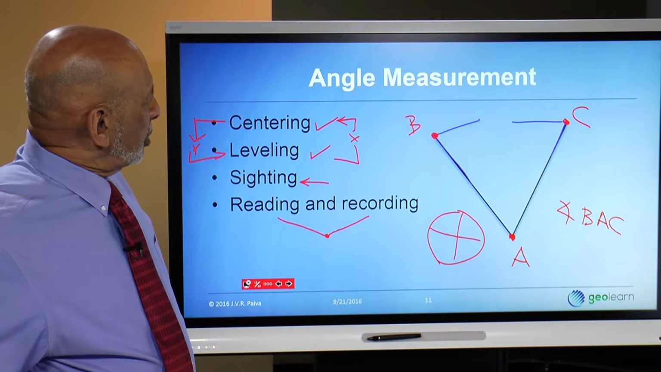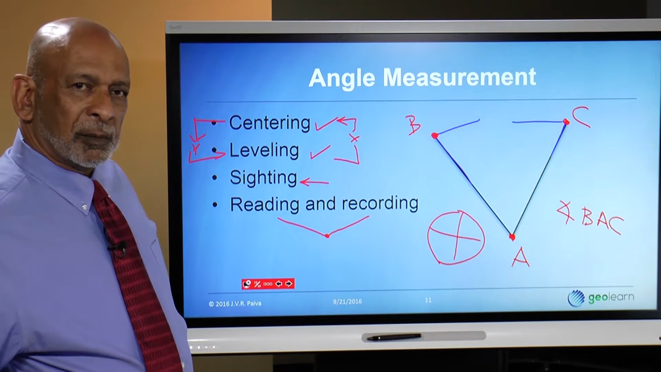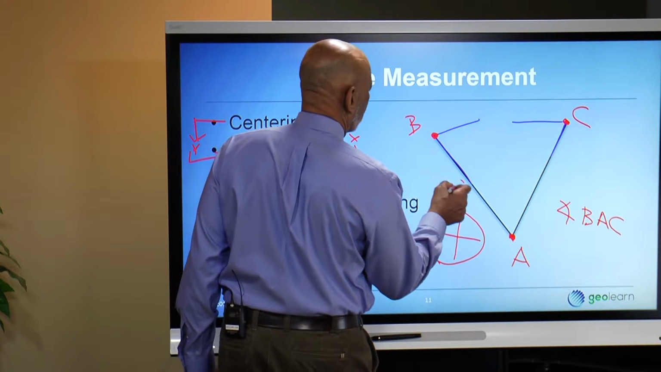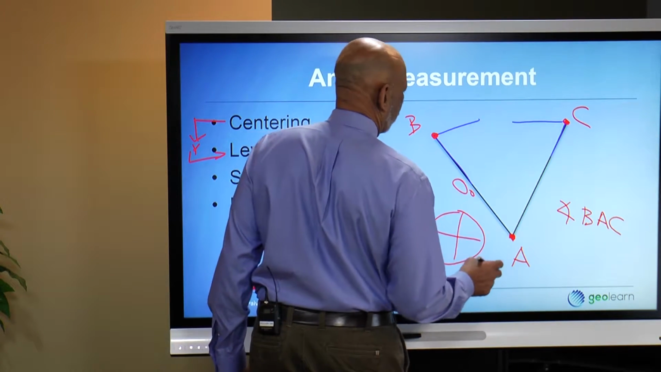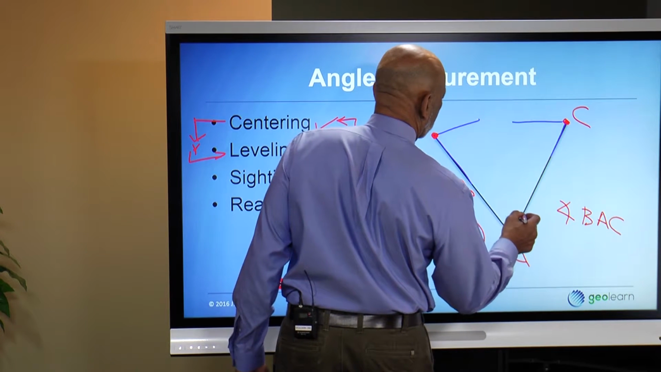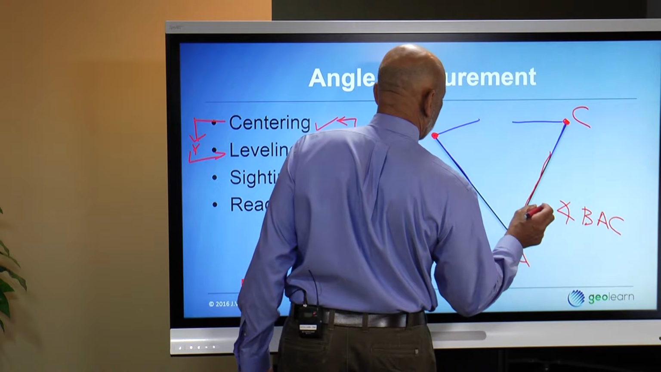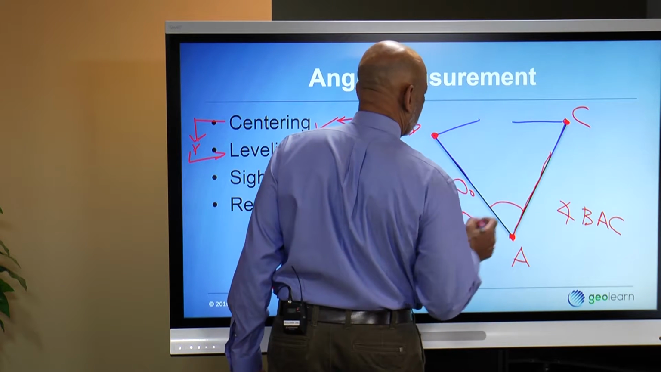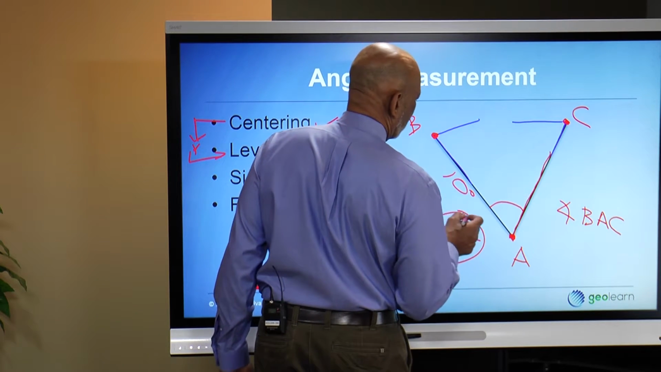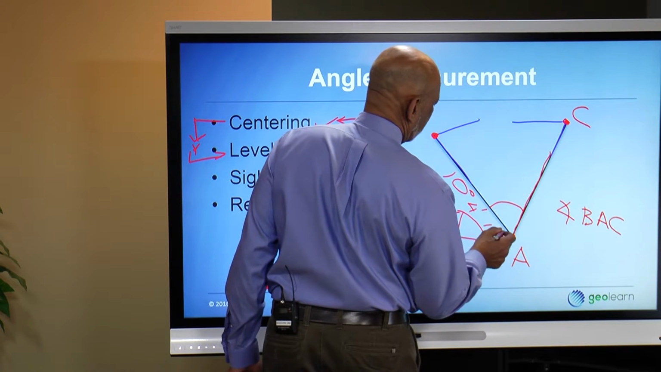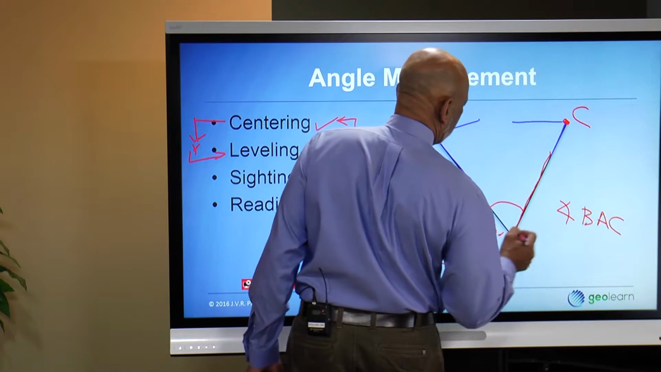But it turns out it's not quite so easy because you can't always set 0 when you sight the point B, so that whatever you read when you sight C is the actual angle. You may actually have 10 degrees, 4 minutes, and 10 seconds, and you turn the angle, you have something else.